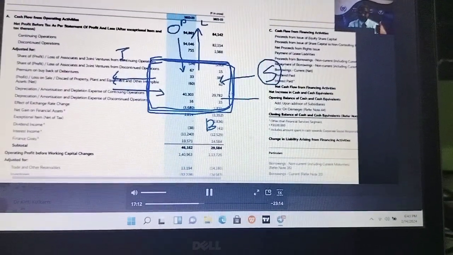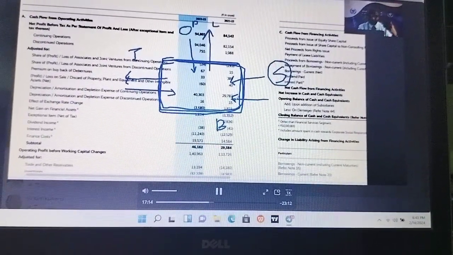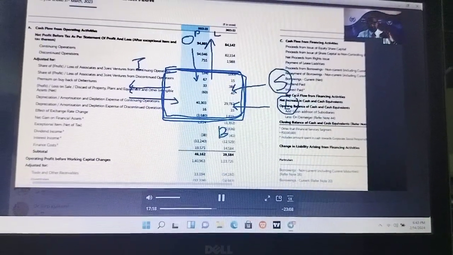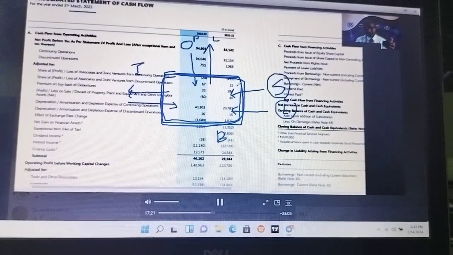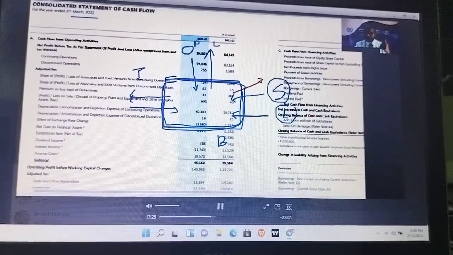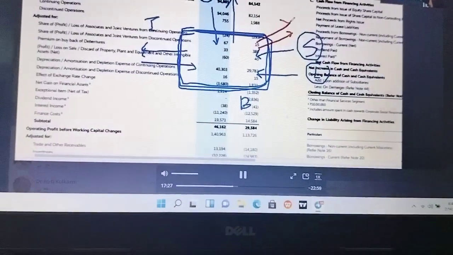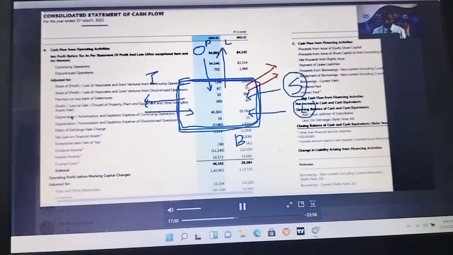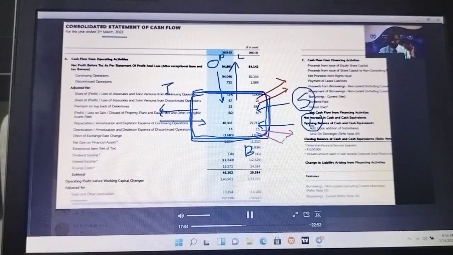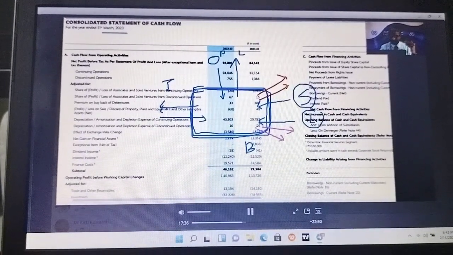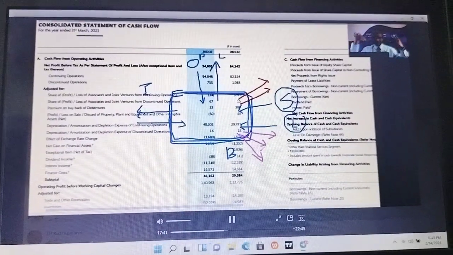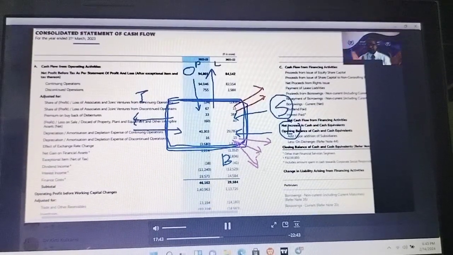If bondholders or if the company takes a loan, money comes in. If the company buys back shares, money goes out. If the company pays a dividend, money goes out. If the company buys back the bonds, money goes out. If the company pays the interest, money goes out. If the company pays the principal payment, money goes out. So this is flow, inflow and outflow, right?